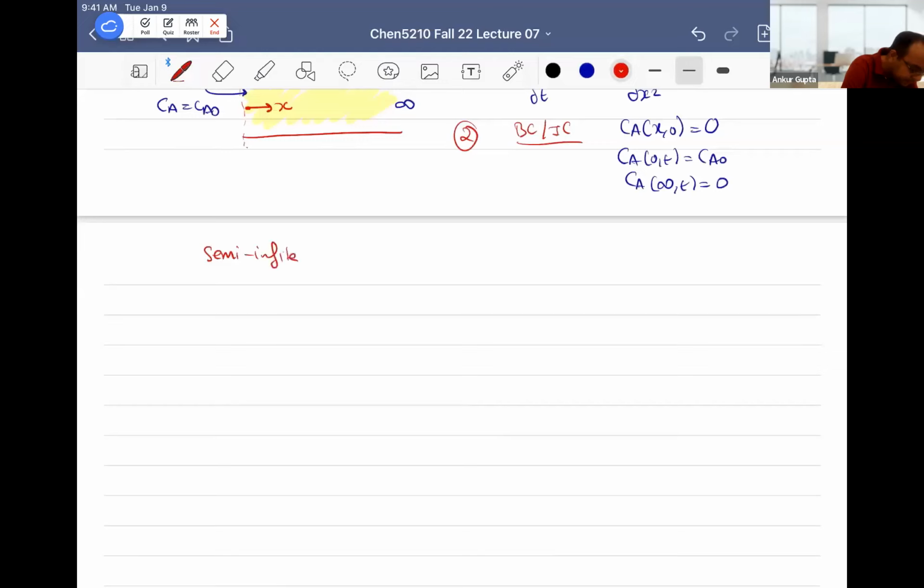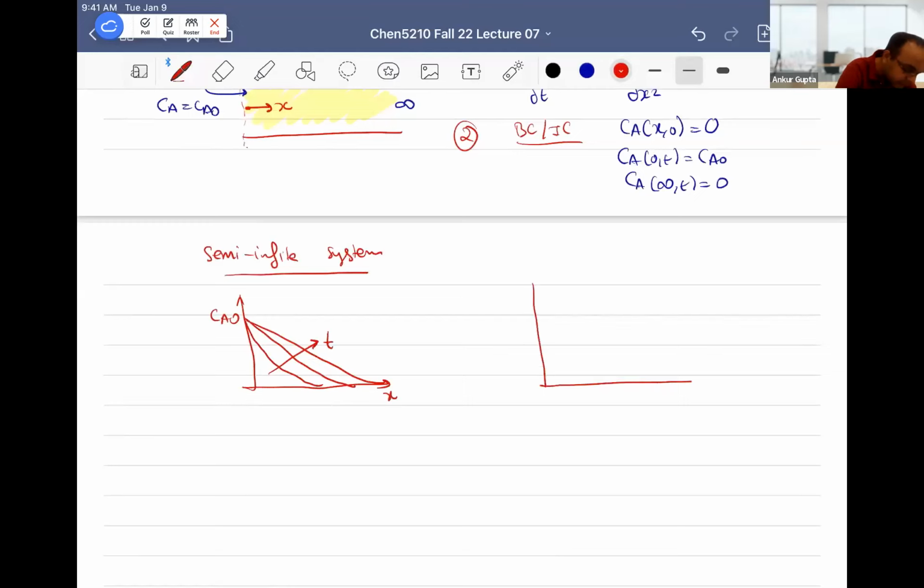Then the idea we discussed was that it's a semi-infinite system, where one side is infinity. If you start to sketch the concentration profiles, it looks something like this: CA naught, then this is x, and with time it will slowly go like this. The whole idea of similarity transform, the technique we discussed, is that the shapes of the profiles look similar. Again, this is not something we can be sure about, but it's an idea that they look similar.